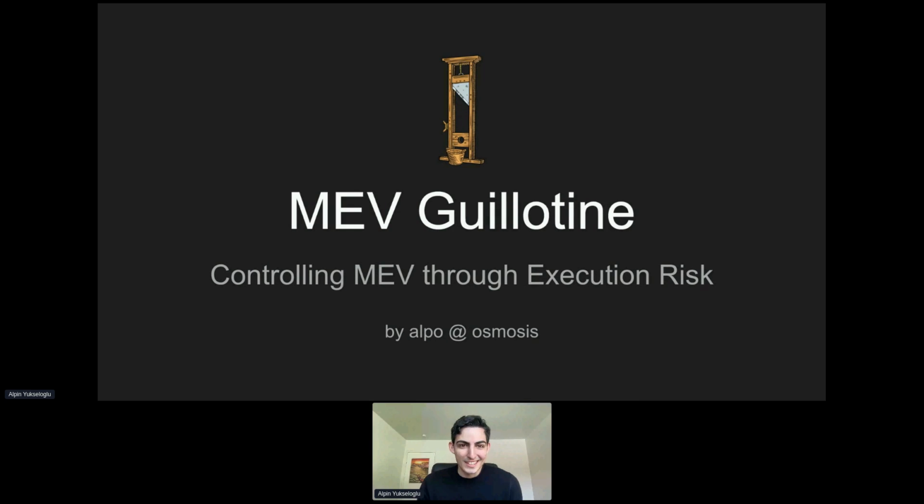I'm going to present over the next 10 minutes or so an alternative model for thinking about mechanism design for MEV that's focused on execution risk. My name's Alpin. I'm a protocol engineer at Osmosis. I've put a lot of mental cycles into this, and what's mainly motivated this topic is seeing people time and time again speak past each other for not having common ground to speak on. My hope is that the execution risk based model can bring people together and be a useful way to reason about MEV.